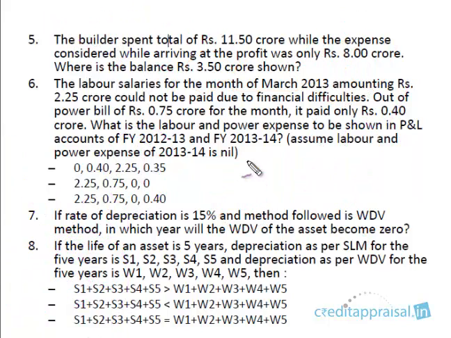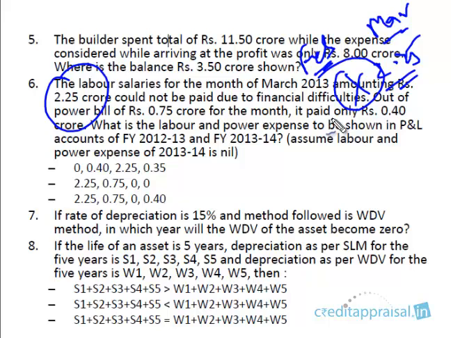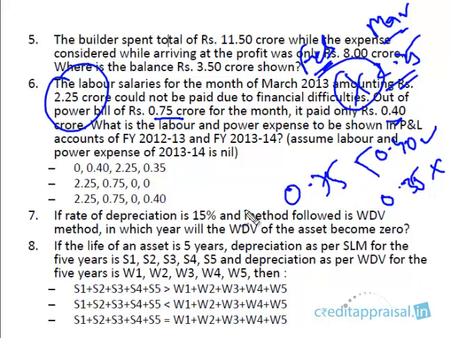Let us take the next question. The labor salaries for the month of March 2013 totaling 2.25 crores could not be paid by a company due to financial difficulties. So the company has paid salaries till February. For the month of March, the labor salaries totaling 2.25 crores, the company could not pay because of some financial difficulties. And then there is also a power bill of 0.75 crores, out of which the company could pay only 0.4 crores. So out of 0.75 crores power bill, the company paid 0.4 crores and 0.35 is pending. So the company has total dues of 2.25 to the labor and 0.35 to the electricity company. So 2.6 crores is pending.